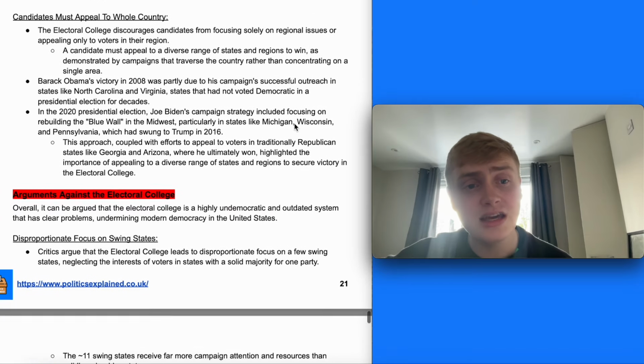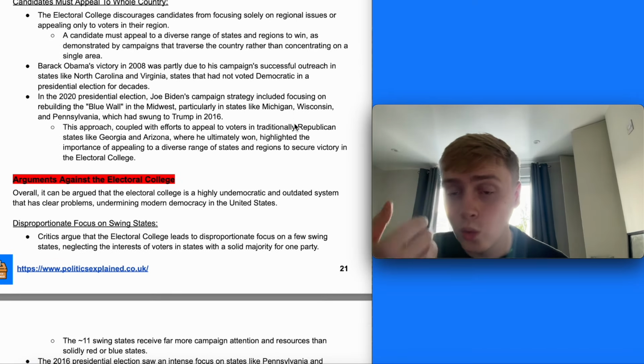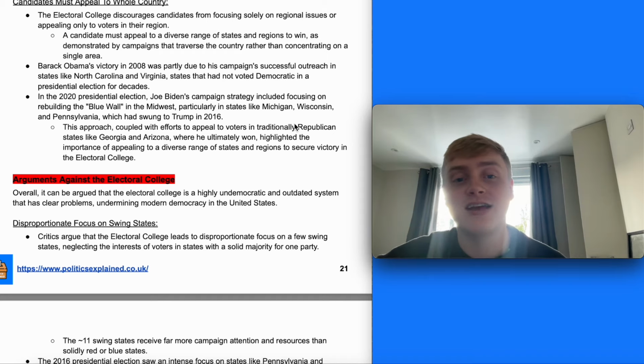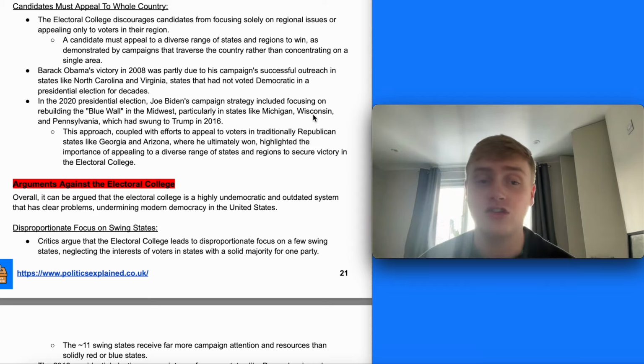And in 2020, Biden's campaign strategy included focusing on rebuilding the blue wall in the Midwest, particularly in states like Michigan, Wisconsin, and Pennsylvania, which had swung to Trump in 2016. And this approach, coupled with efforts to appeal to voters in traditionally Republican states like Georgia and Arizona, which were becoming swing states where he ultimately won, highlighted the importance of appealing to a diverse range of states to secure victory in the Electoral College.